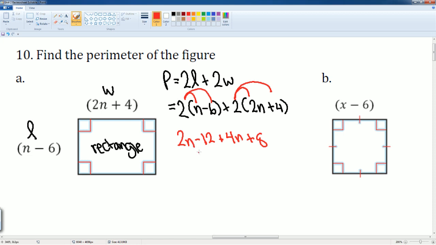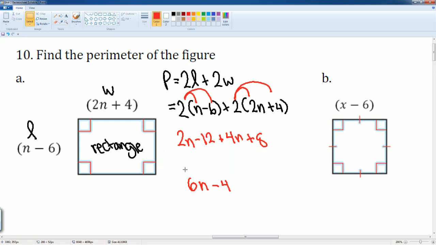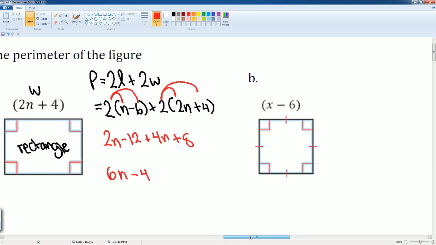Are there any like terms we can combine? Yes, we have our 2n plus 4n. Then we're going to add our negative 12 plus 8. I just decided to put this in the parentheses so you can see how I'm combining the like terms. So the answer here would just become 6n. Negative 12 plus 8 would be negative 4. Good job. Just to let you know, sometimes you might not see this step and you can just see the final answer like this.